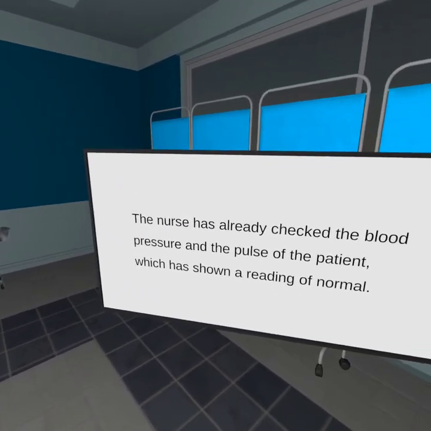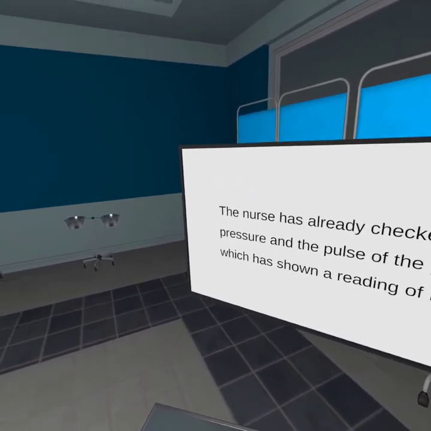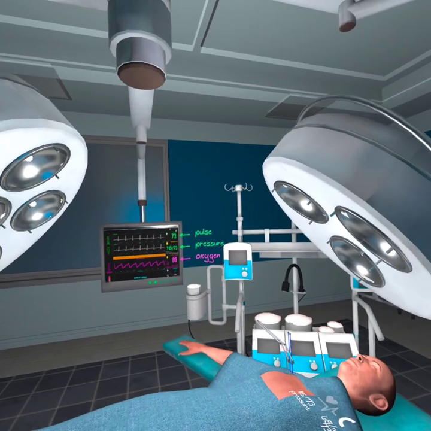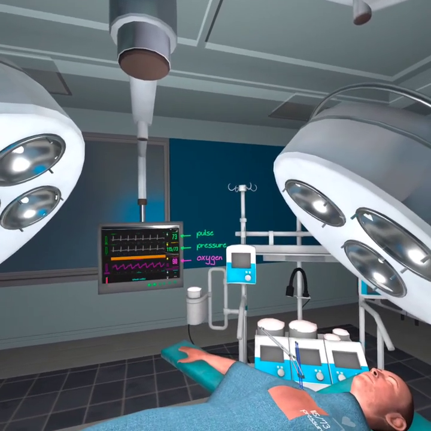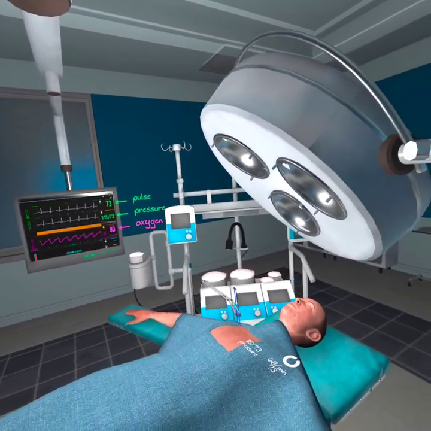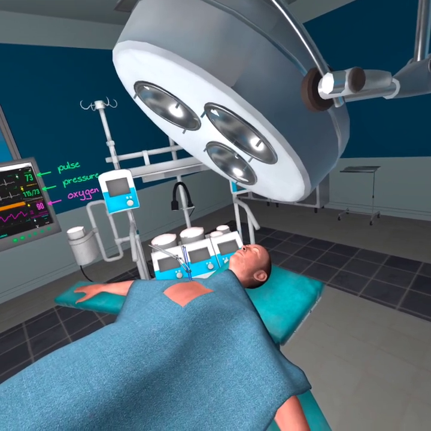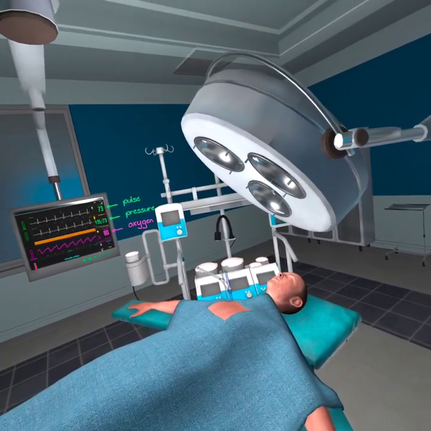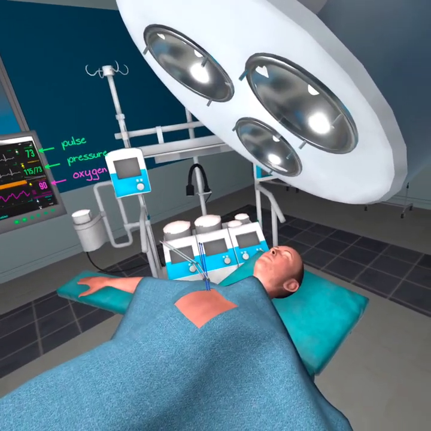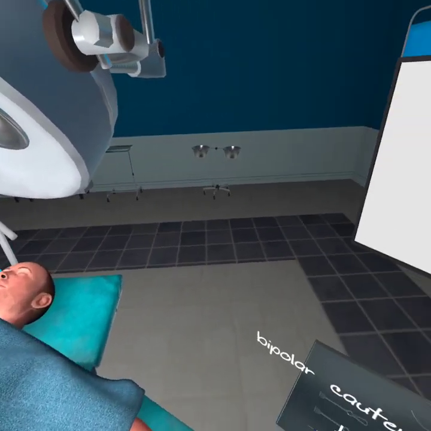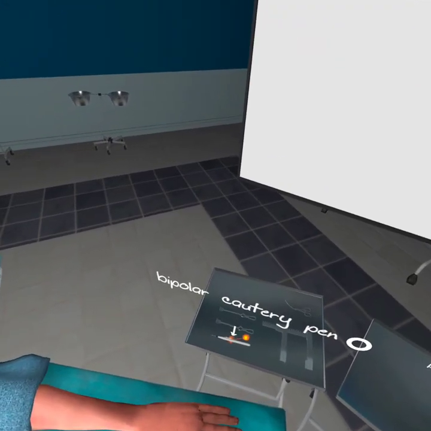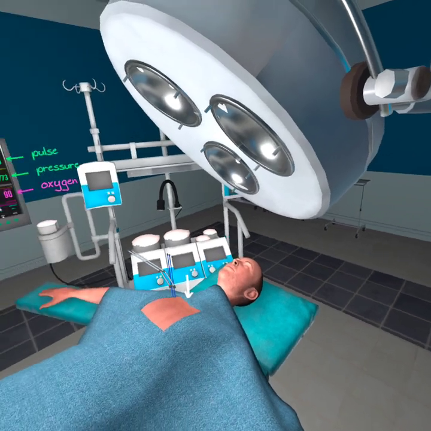The nurse has already checked the blood pressure and the pulse of our patient, which has shown a reading of normal, which is good. You can check the readings beside the patient's chest. Now, pick up the electrocautery pencil. Start to make an incision.